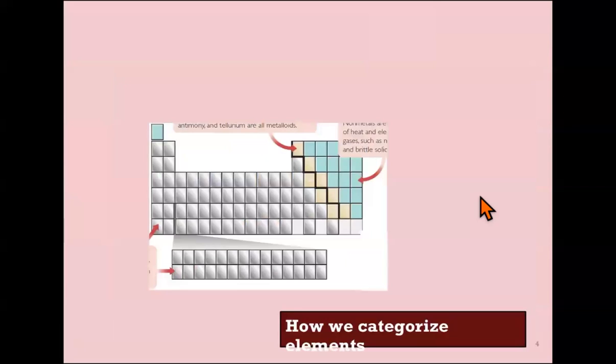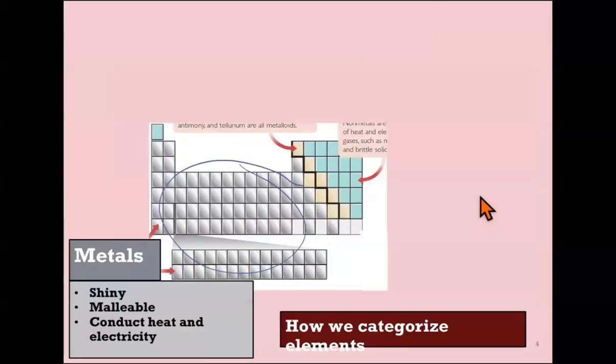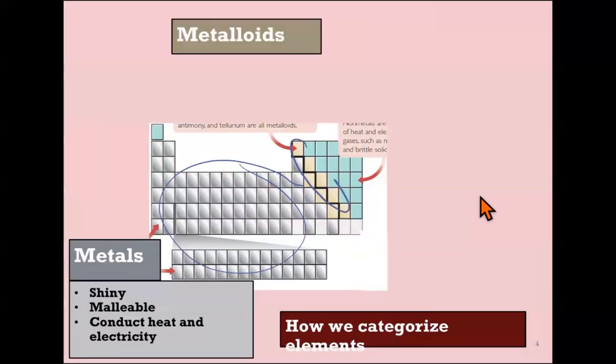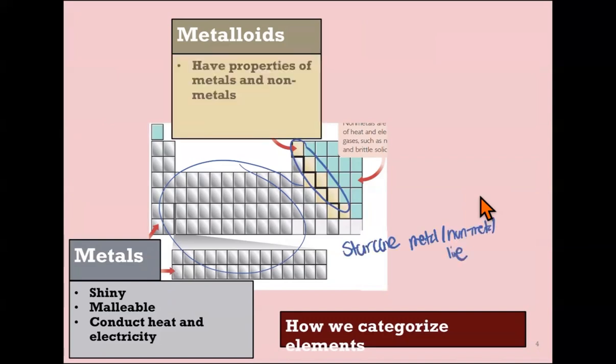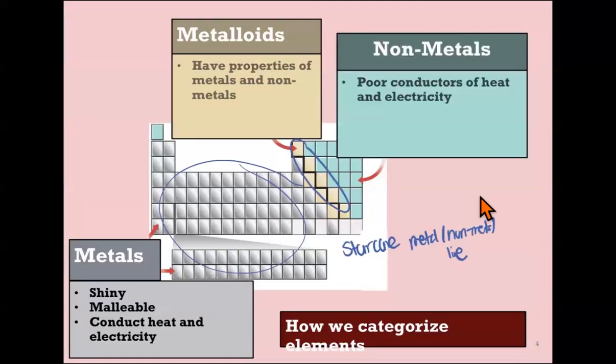So how do we categorize elements? Generally we have three categories. One category, which is, as you can see, the largest in the periodic table, are the metals. They are shiny. They are malleable, which means we can bend them and turn them into wires for our iPhones. They conduct heat and electricity. In the middle, we have this staircase called metalloids. And they have properties of metals and nonmetals. And you're like, Miss Mel, what are nonmetals? Well, nonmetals are in the green. They're poor conductors of heat and electricity, so you'll usually find them as insulators.